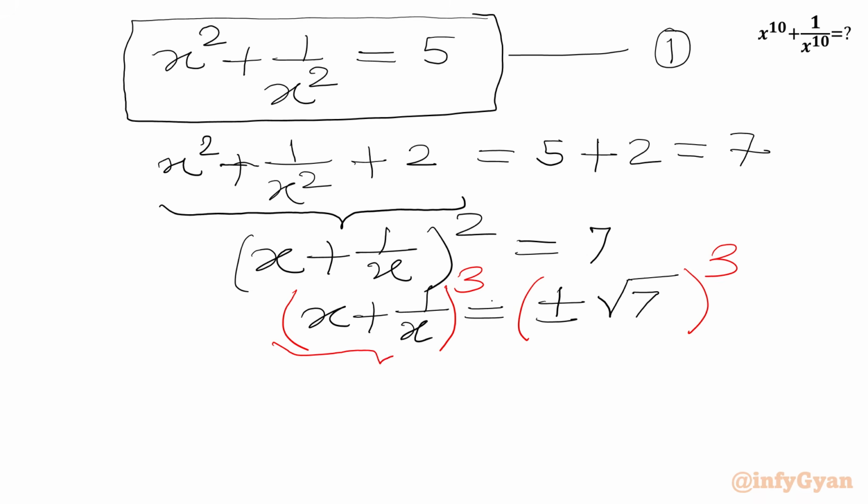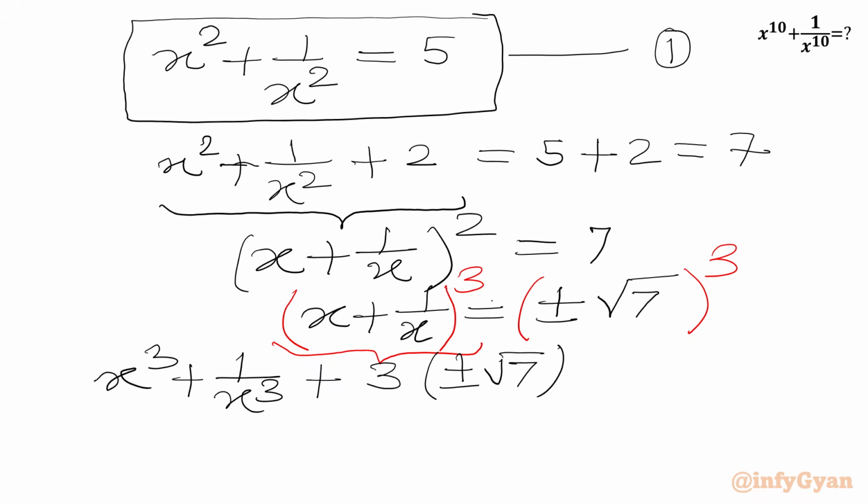Now we will use the (a plus b) whole cube formula here, which will produce x cube plus 1 over x cube plus 3 times x times 1 over x, which will be 3 times (x plus 1 over x). There we will write plus minus root 7, and in the RHS, (square root 7) whole cube is 7 root 7. So we will consider plus minus 7 root 7. So we will subtract plus minus 3 root 7 from both sides.